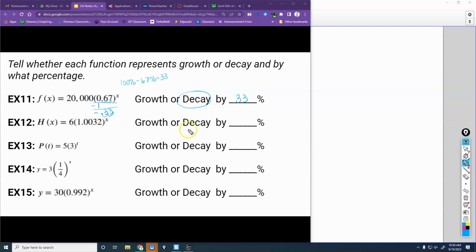Is this one growth or decay? It's decay. Or no, growth. It is growth because that number is bigger than 1. So if I subtract 1, it gives me 0.0032. Because that's positive, it is growth. But this is a decimal. I've got to move that decimal 2 places to make it a percent. So it's 0.32%.